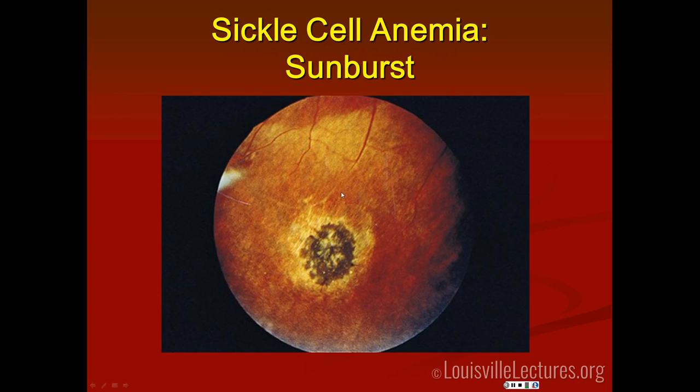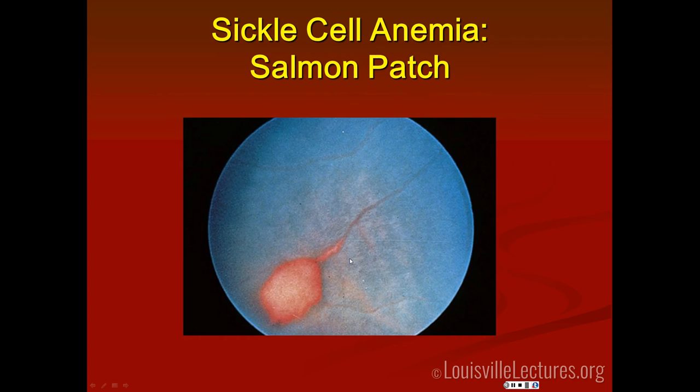Other things in sickle cell anemia that you can see, and this is something called a sunburst, and it's caused from chorioretinal scarring after the patient's had intraretinal hemorrhage from vessel occlusion. Another thing you'll commonly see is something called a salmon patch, and this is just intraretinal heme, again, from vessel occlusion. So with sickle cell, it all deals with vessel occlusion.